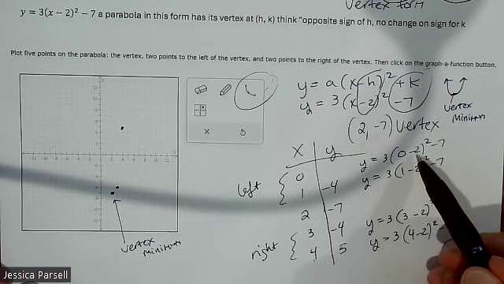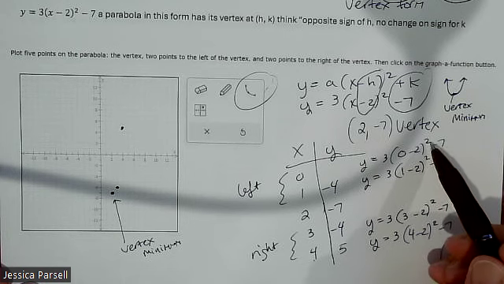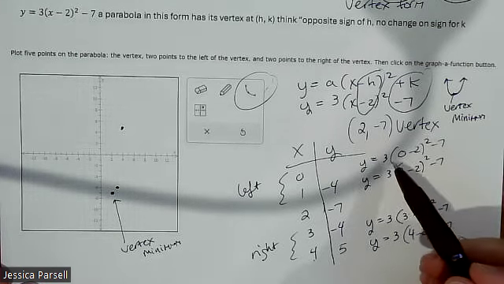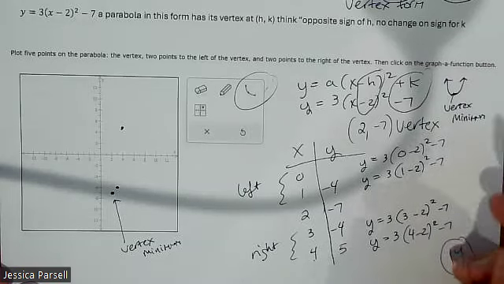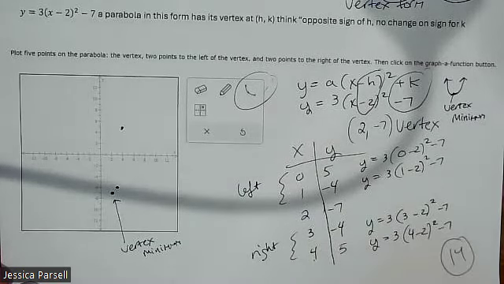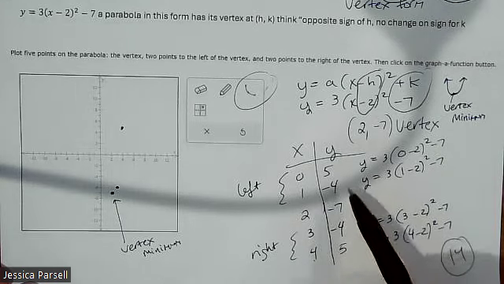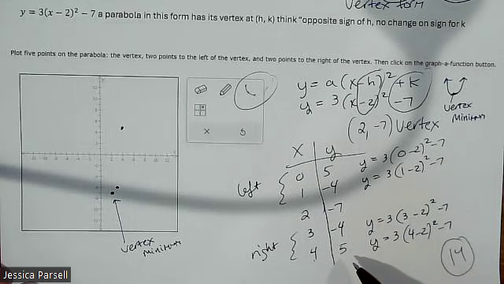Okay, so 0 minus 2 is -2. -2 squared is -2 times -2, which is 4. 4 times 3 is 12. 12 minus 7 is 5. Okay, so you might start noticing there's a pattern going on here. All right, so that's something to keep your eye out for.